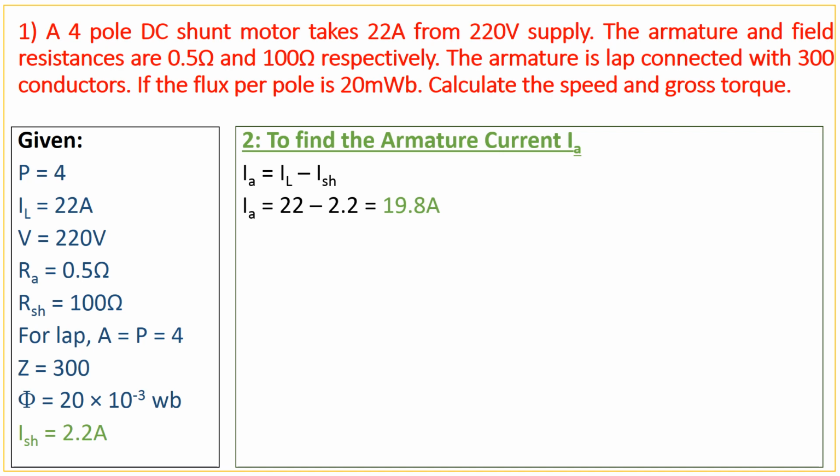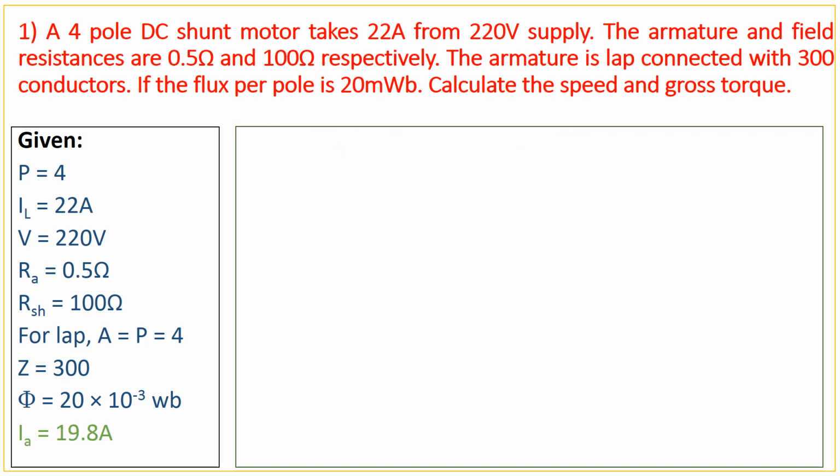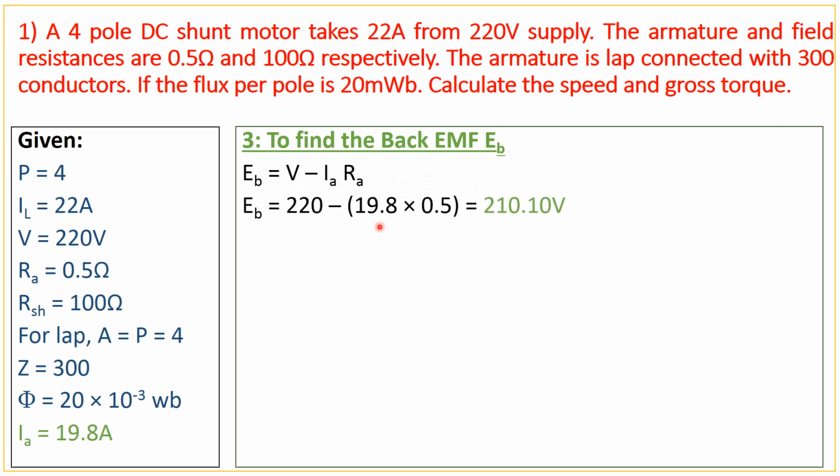Once I get IA, the next step is to find the back EMF EB. Therefore, EB is equal to V minus IA RA. So V is 220 volt, armature current IA is 19.8 and armature resistance is 0.5 ohm. Substituting in the formula, I will get EB, the back EMF, as 210.10 volts.